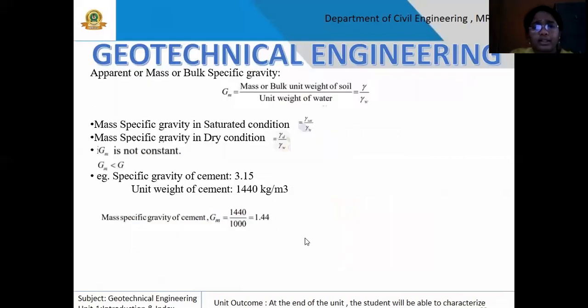So apparent or mass or bulk specific gravity, it has three different names. It is equal to gamma by gamma w, that is the ratio of bulk unit weight to unit weight of the water. So it is equal to gamma by gamma w.